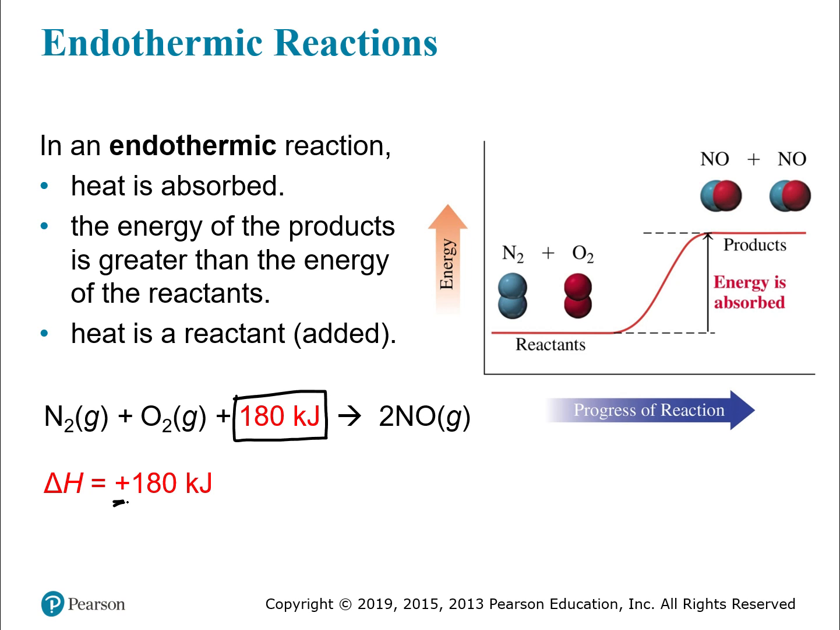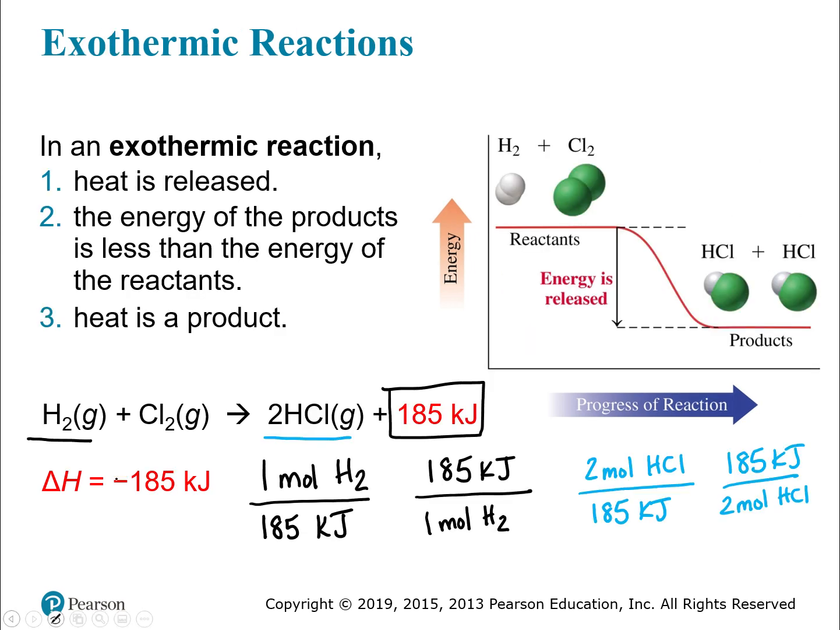I didn't mention before, I'm going to go back very quickly. For exothermic reactions, that change in heat is negative. So negative and then your number. It doesn't mean that it's negative energy. It just shows whether or not you're releasing energy or you're absorbing energy.